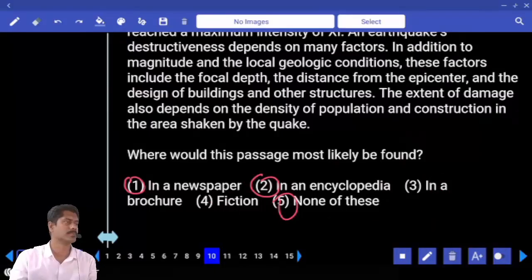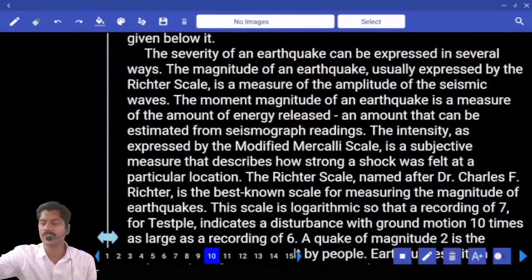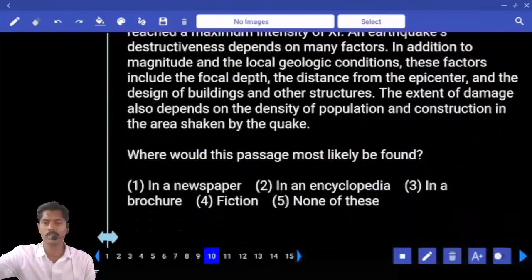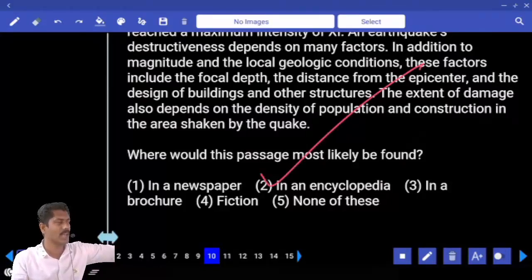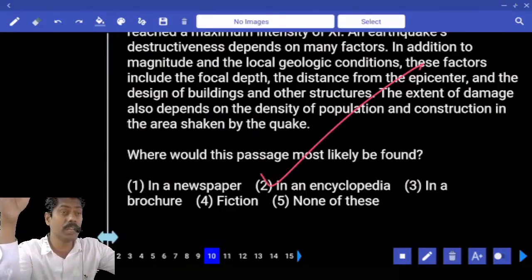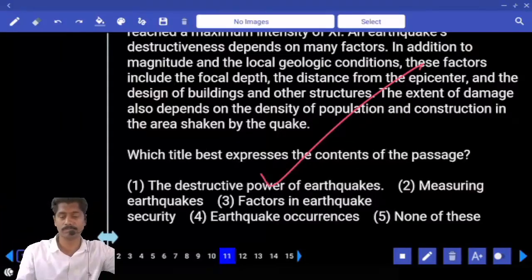1, 2, 5. The passage is about what? It is about earthquakes and the Richter scale and Mercalli scale. So measuring, earthquake measuring. Where can we find it? Encyclopedia or newspaper? Encyclopedia. In a newspaper they give statistics directly. Earthquake happened in that area and on the Richter scale this much has been noted. But here in the passage he is talking about how to measure the earthquake. One is through the Richter scale, the other one the Mercalli scale.